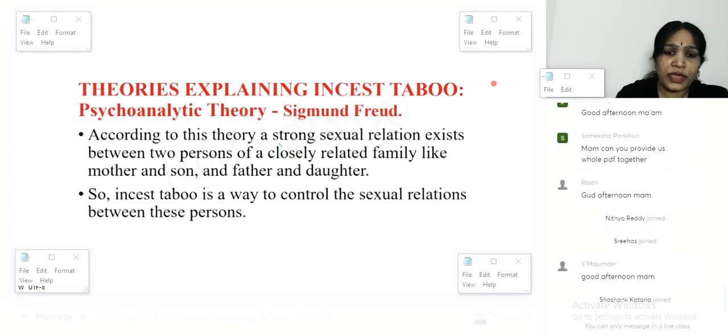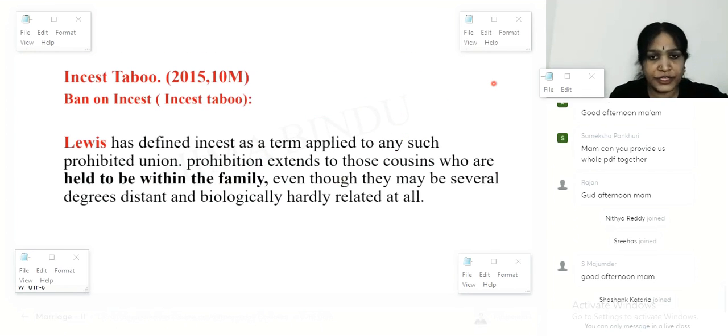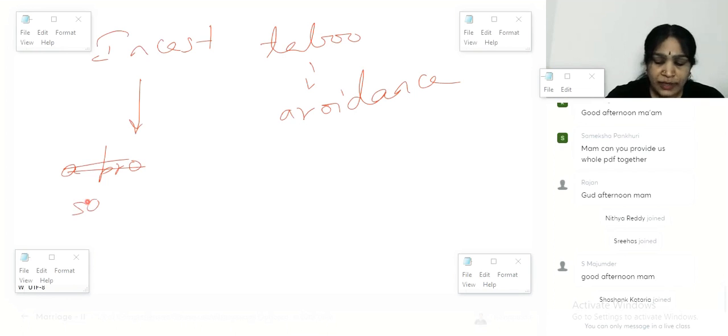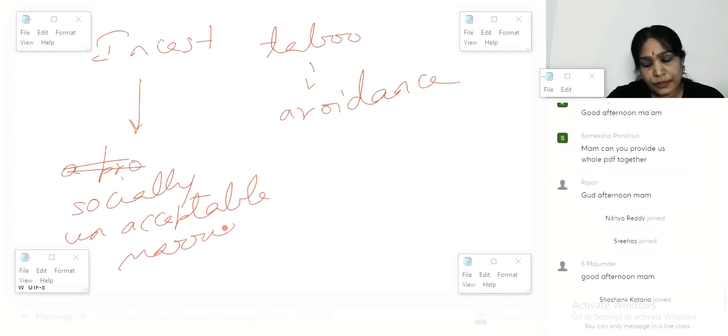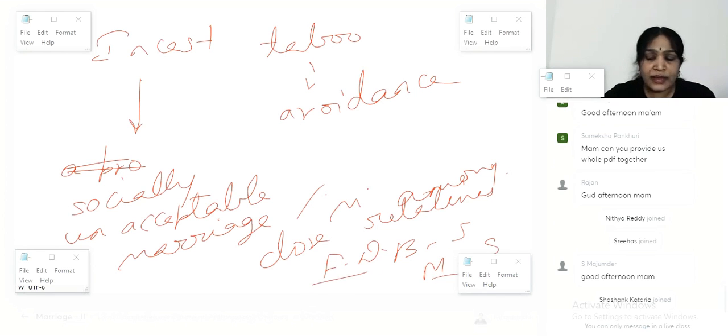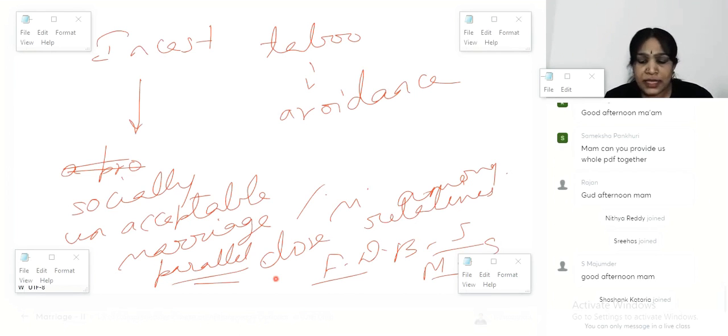The definition is given by Lewis. You have the standard definition here, but I'm just explaining. If you want, jot down some rough notes. So taboo means avoidance. Incest means what? Prohibited or socially unacceptable marriage, or marriage among close relatives like brother, sister, mother, son, father, daughter, or parallel cousins. All these are called close relatives. So marriage among close relatives, or marriages that are not socially acceptable, that is called incest.